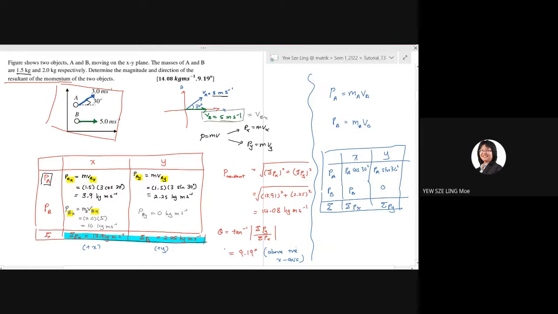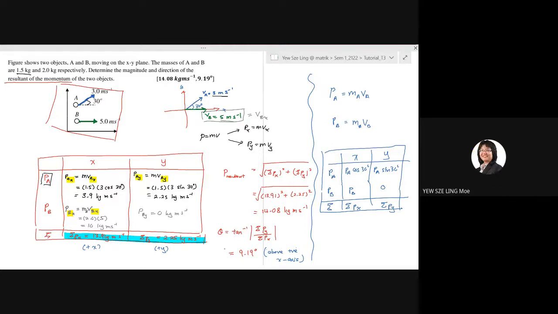Madam? Yes? Yang macam yang dia bagi tu kan, yang 0 tu memang dia fix ke? Yang mana satu? Yang 0 sebelah. Untuk Y component, 0. On Y, yes.